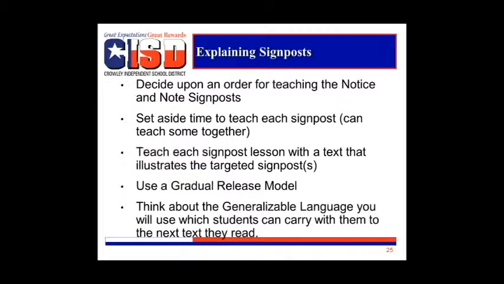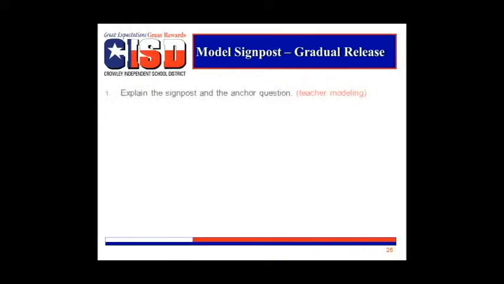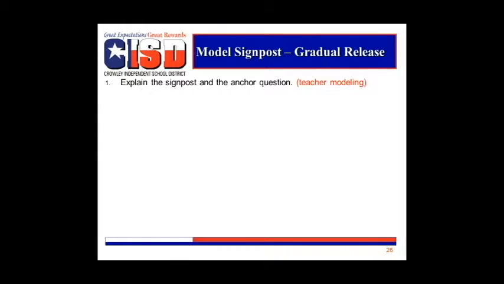You should decide upon an order for teaching the signposts. Set aside time to teach each one. Teach each signpost with a text that illustrates the targeted signpost. Use a gradual release model and think about the generalizable language that's transferable so students carry that with them from text to text. The gradual release model works well with Notice and Note.